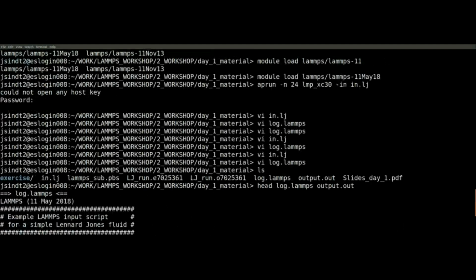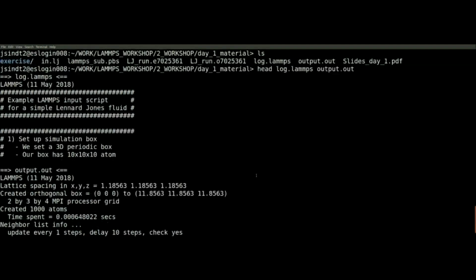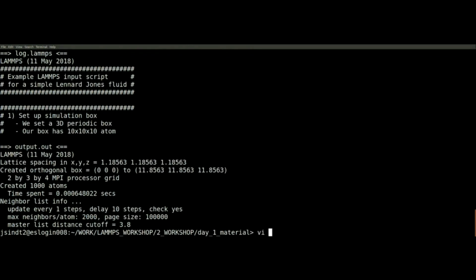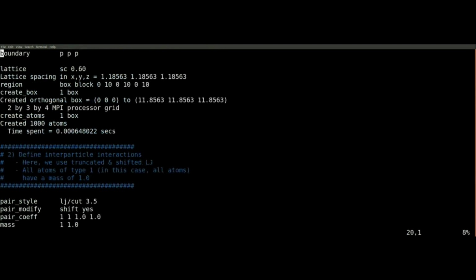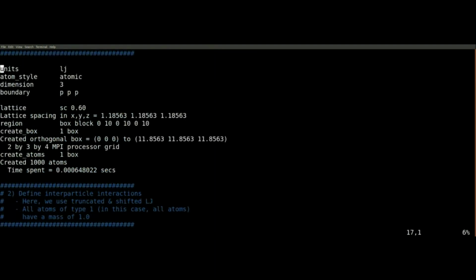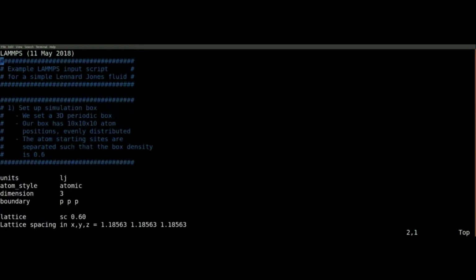If we look at the head of both, they look different. The reason for that is that the log file will output every single line that was in our LAMMPS input script. And then whenever it needs to do something, it will output the result of doing something. So LAMMPS reads all of the text that I've commented at the start, then gets to units LJ.